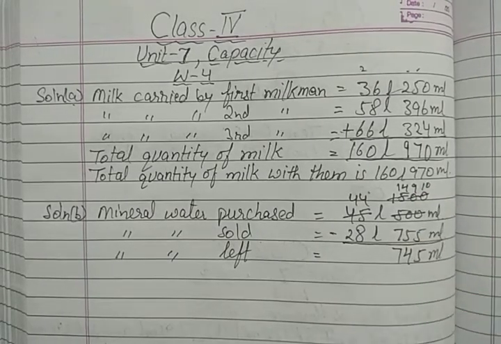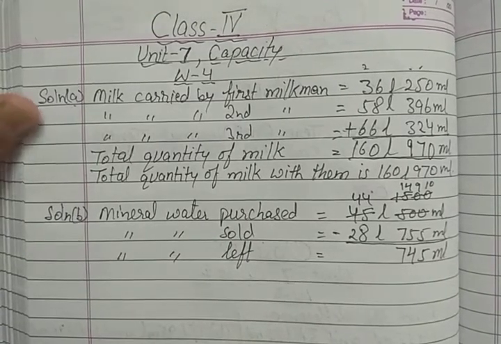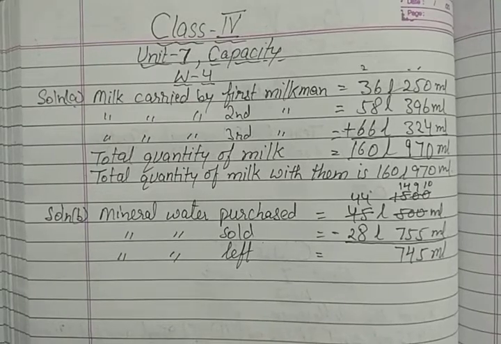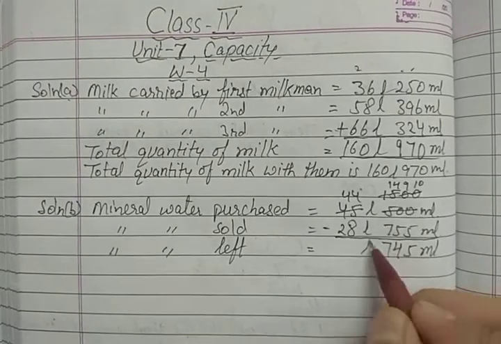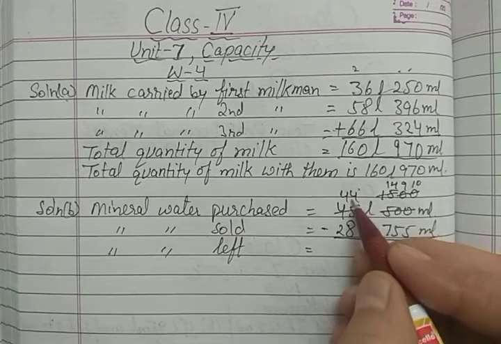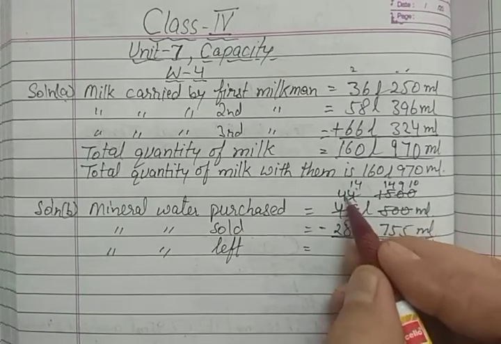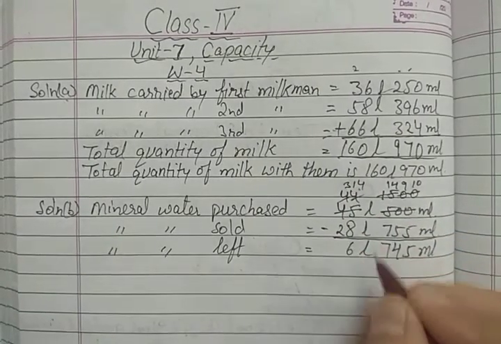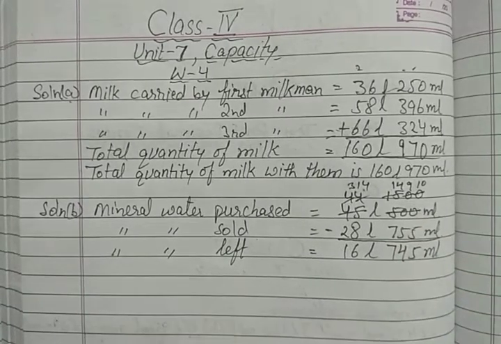So 745 milliliters. And now subtract 44 liters minus 28 liters. So 4 is smaller than 8, so we will borrow. It will become 14. What will be left over here is 3. 14 minus 8 is 6. 3 minus 2 is 1.